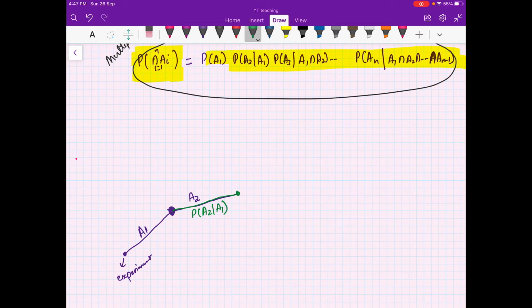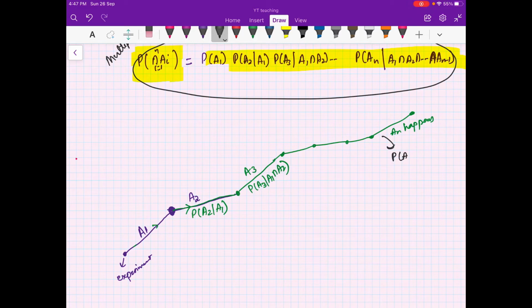And then there is a next branch which is A3 happens, given that A1 and A2 have already happened. This branch registers the probability that A3 happens when A1 and A2 have already been there, and so on. So you will go like this and this and this. At last you will have something that AN happens, right? So here this probability will be, what is the probability of AN when A1 intersection up to AN minus 1 are already there, right?